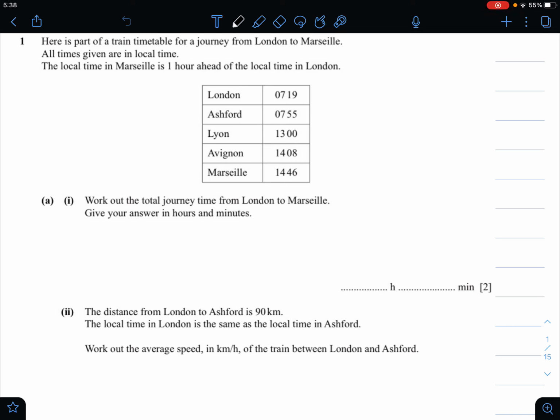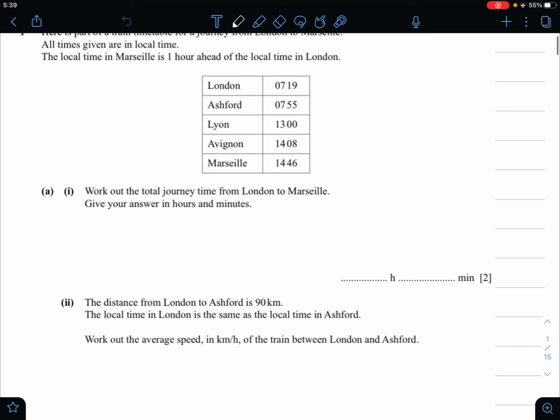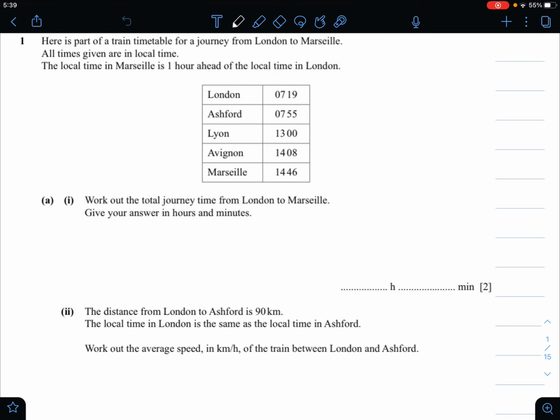So for part A1 they are asking us to work out the total journey time from London to Marseille, and to give your answer in hours and minutes. Since the time is given in 24 hours, the easiest way to solve such a question is to simply subtract the times from each other in your calculator. So you do 1446 minus 719. When you do that, you will get 727 in your calculator. Now this means 7 hours 27 minutes.